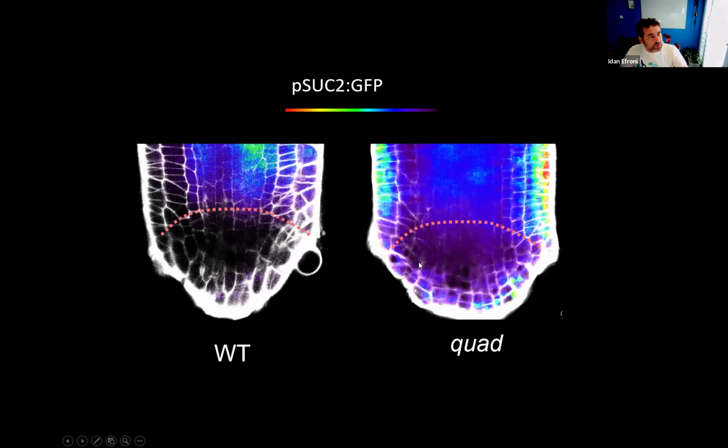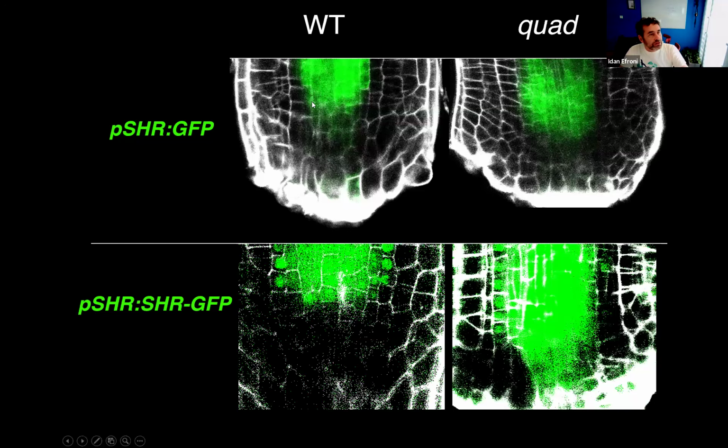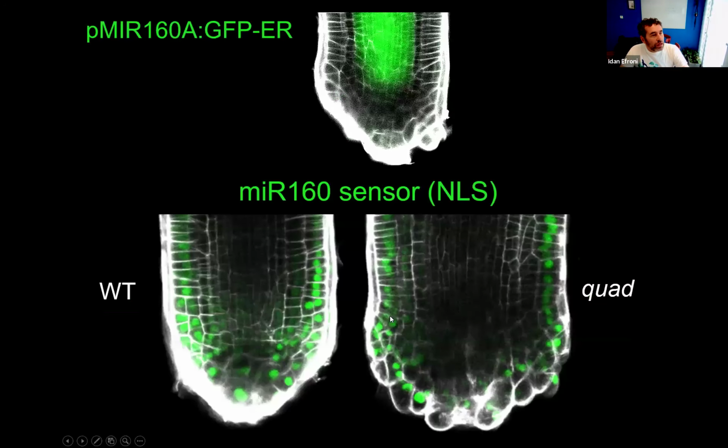And this is true also for other factors that we've looked at. So this is, for example, short root. Short root is again transcribed here, but if you look at the protein, it does not enter this zone. It can move to the side, but it doesn't enter at the bottom. But in the mutant, it just goes all the way down. It doesn't enter the nucleus, but it's able to penetrate this regeneration zone. Also, just for completion, we looked at the microRNA miR-160. Here it's restricted, like you saw before, and in the mutant it's spreading all the way to the tip.